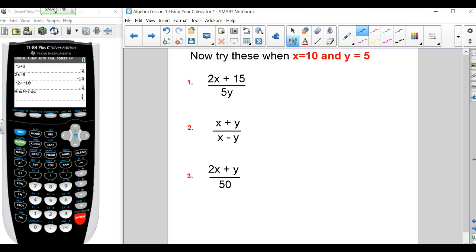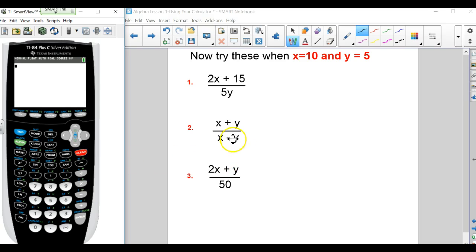All right, we're back. This time I think I'll do number 2. It looks interesting. I'll clear out what I have on the fraction on my calculator. The top of the fraction says x plus y. Well, if x is 10 and y is 5, then x plus y is going to be 10 plus 5. So I type that in, and I get 15 for the top of the fraction.